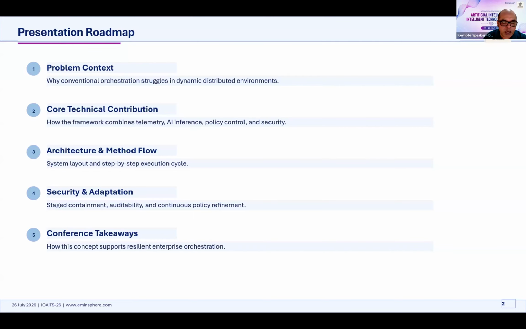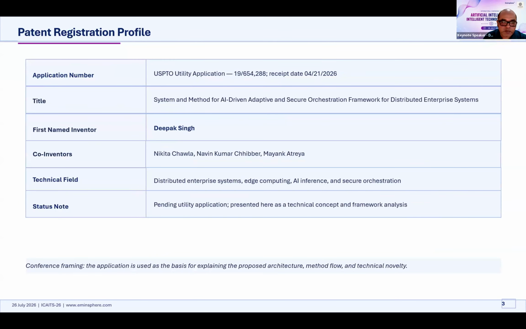Before going deeper into the architecture, let me briefly establish the patent context. This patent was filed on April 21, 2026 with US Utility Application number 19654-288. The title is System and Method for AI-Driven Adaptive and Secure Orchestration Framework for Distributed Enterprise Systems.